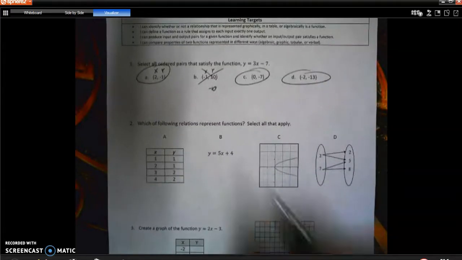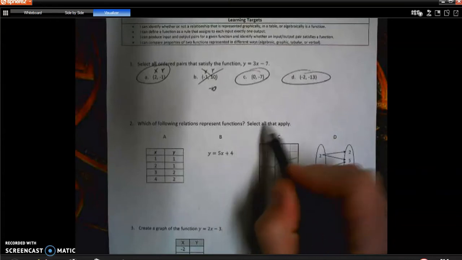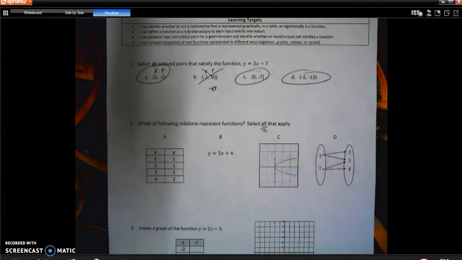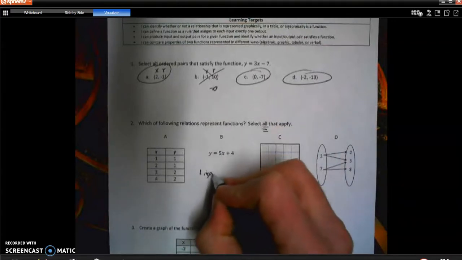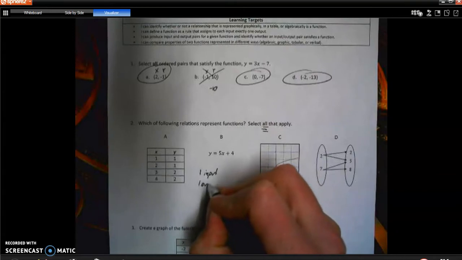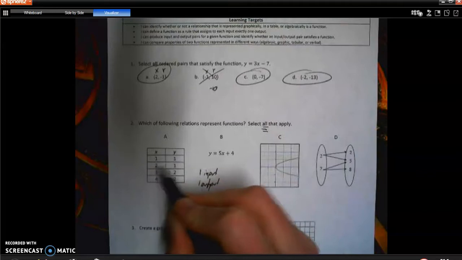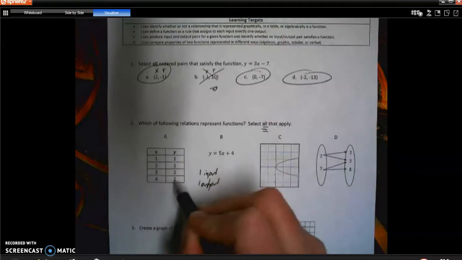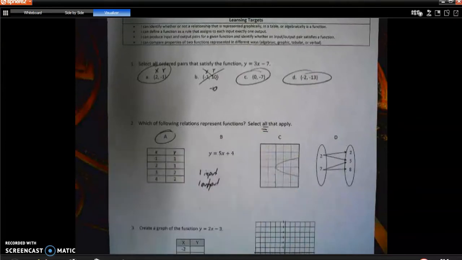Which of the following relations represent functions? Select all. So you've got to watch out for that. There's probably more than one that applies. Remember, it has to be one input, one output. That's what you're looking for to see if it's a function. 1 to 1, 1 to 1, 1 to 1. It's okay if they repeat in the outputs. That's fine. That is a function.